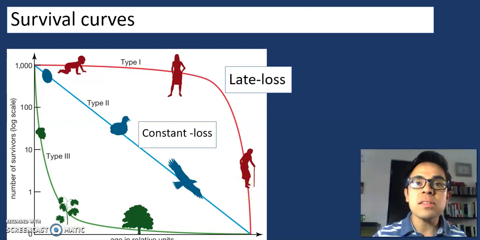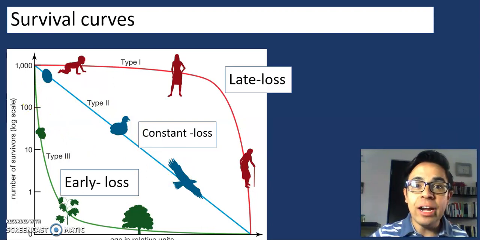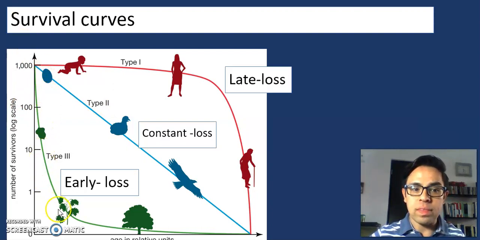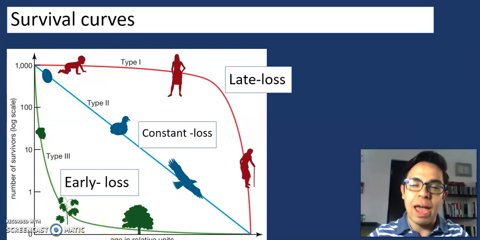Then we have the constant loss survivorship curve, which means, like the name suggests, they're going to have exactly the same possibility of dying in any of the life periods of this organism. They can die being very young or being juvenile or being adults. They have the same possibility. And finally, we have the third type of curve known as the early loss curve, which means that they are going to die a lot being very young, and then when they reach maturity, they're going to survive more.